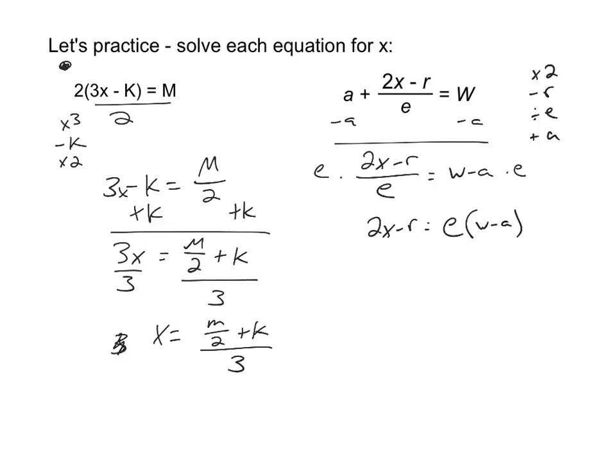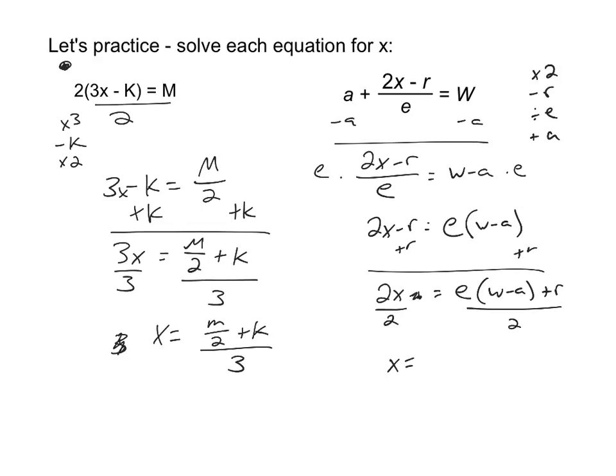times e, I'm just going to put the e on the outside. I'm going to write it like I'm distributing, but I'm not going to distribute it. I'm going to leave it like it is. Then I'm going to add r to both sides. So I get 2x equals e times w minus a, plus r. Yeah, it looks kind of messy, but these typically are. You do get messy answers. E times w minus a plus r, over 2 is my final answer. It's about the best I could do with that.